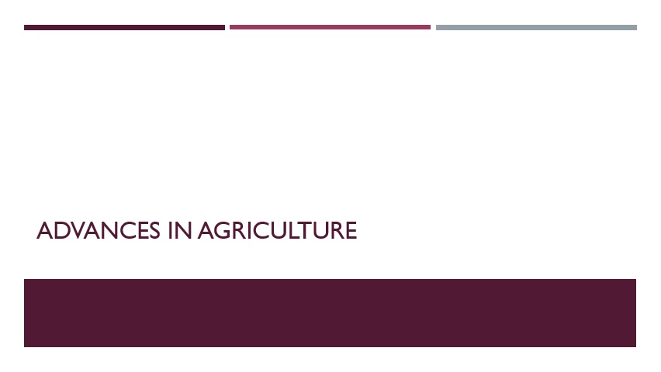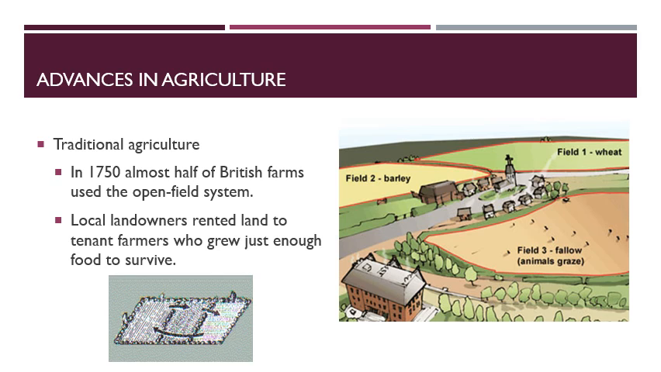We will start by taking a look at some significant changes in agriculture which were very important to the Industrial Revolution. Traditional agriculture used what was known as the open field system. Since the Middle Ages, they had known that if you grow the same crop in the same field, eventually your yields fall. Today we know it's because the nutrients in the soil are being depleted.